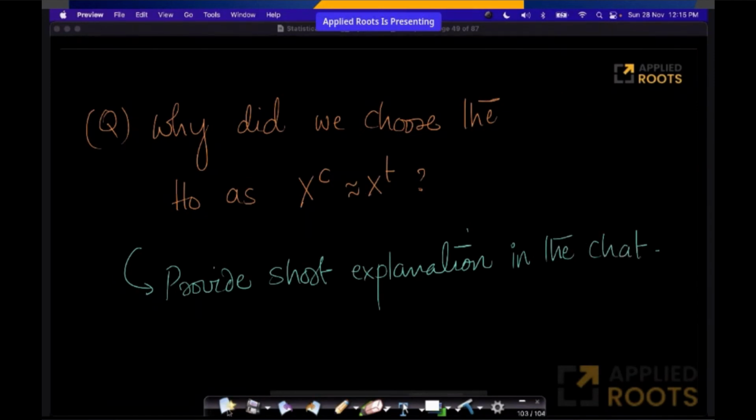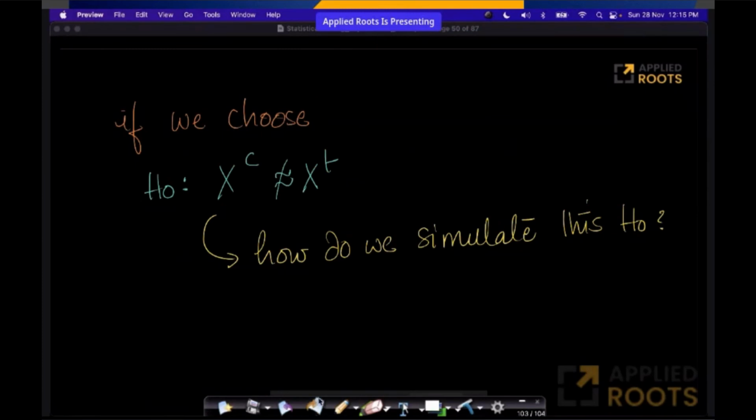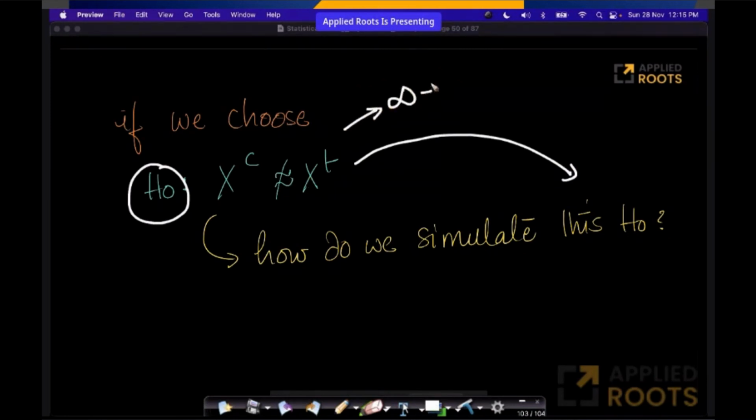Now the question here is, what if our null hypothesis was this? What if we chose a null hypothesis as xc not equals to xt? How do you simulate this? There are many ways that xc can be different from xt. There are literally infinitely many ways. There is only one way through which xc and xt can be the same, right? How will you simulate these infinitely many ways? It's impossible to do that, right?